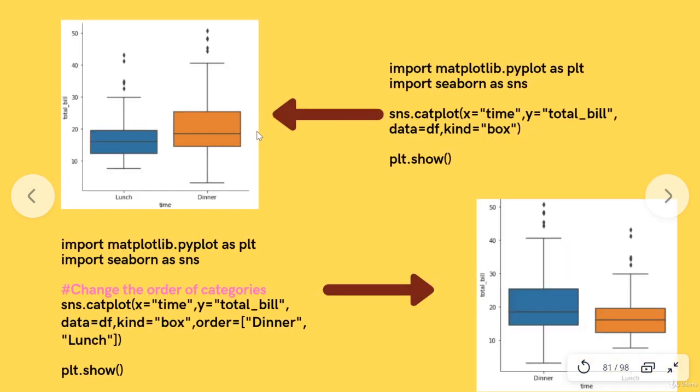To prepare a box plot is actually very simple. You just have to replace kind with box instead of bar or count. And if you want to change the order of categories, for example, here lunch has been shown first and dinner second, you can use the order parameter. Order is equal to, you can place dinner first and lunch later on. A little bit of an additional parameter that you have to introduce, and then in your diagram dinner will be placed first and lunch second. That's how we prepare the box plots.